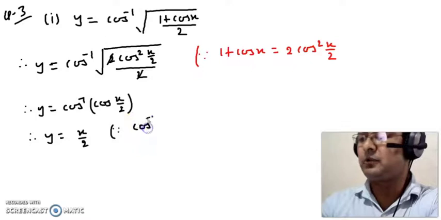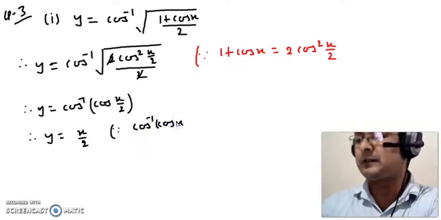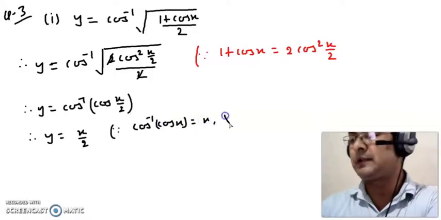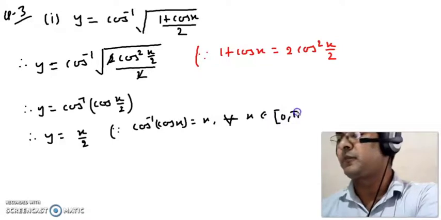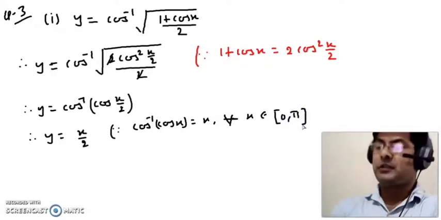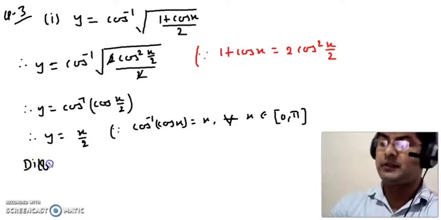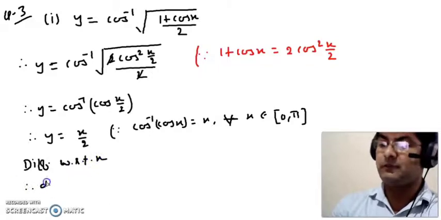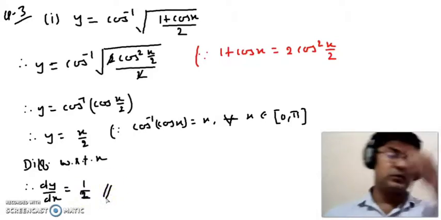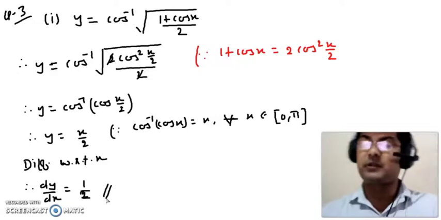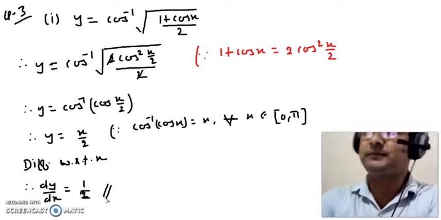Since we know that cos inverse of cos x is equals to x for all x belongs to 0 to pi. Clear? Now we can differentiate after simplification, differentiating with respect to x, and therefore we have dy by dx is equals to d by dx of x by 2, that is 1 upon 2. Clear? So this is the answer. So we have completed the first of question number 3. Now let us solve the second.